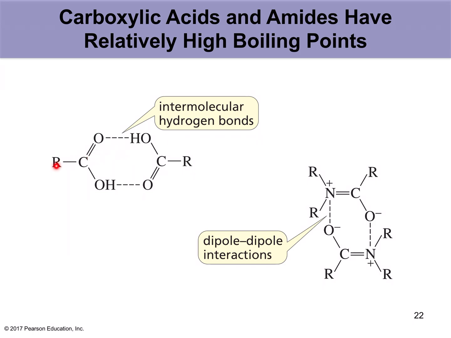You can have hydrogen on this alkyl group like CH3, but they cannot form hydrogen bonds because the hydrogen is attached to carbon. Hydrogen needs to attach to oxygen, fluorine, or nitrogen in order to form hydrogen bonds. So the oxygen lone pair of one carbonyl oxygen can form a hydrogen bond with the hydrogen of the alcohol group over here. Similarly, this oxygen can form a hydrogen bond with this hydrogen. So this is why carboxylic acids have a higher boiling point, and this one is an amide group.